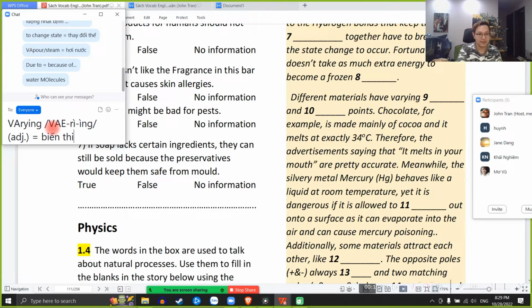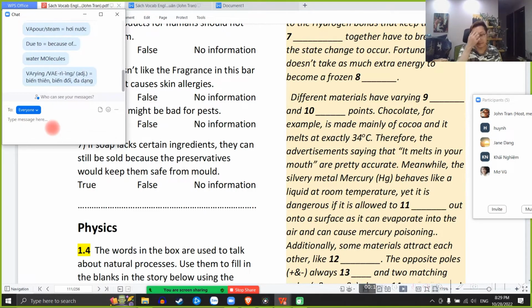Varying tức là biến thiên, biến đổi, đa dạng, nhiều. Varying means there are so many different kinds of something. Có rất là nhiều thứ gì đó. Different materials have varying melting and boiling points. Melting points.